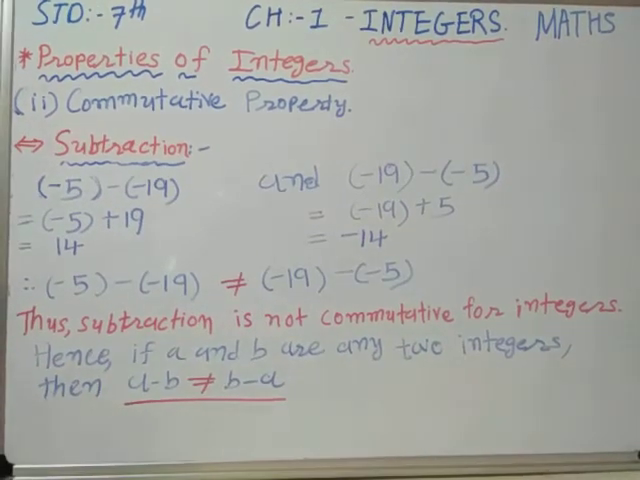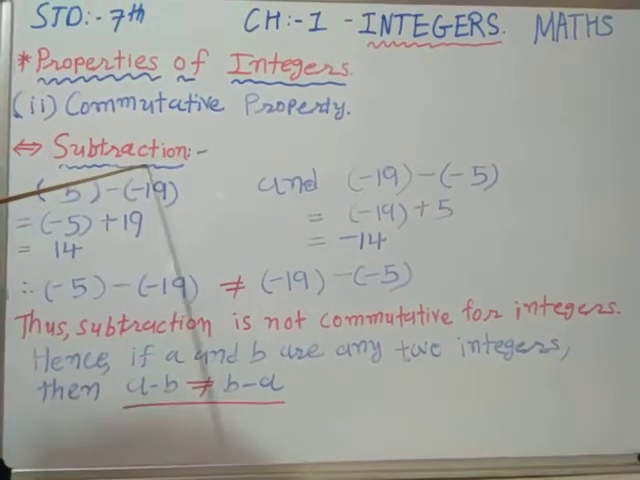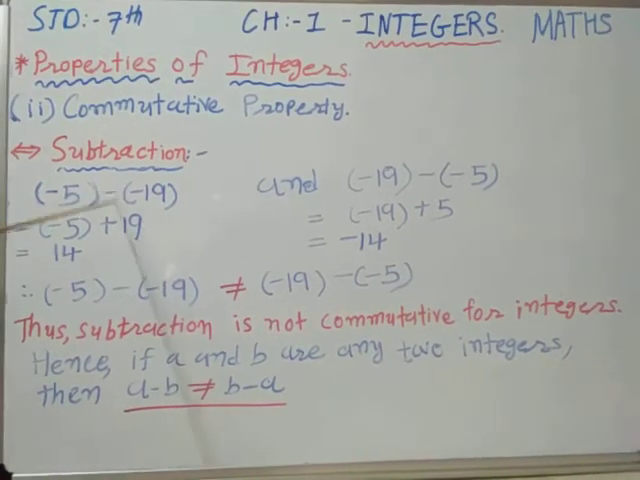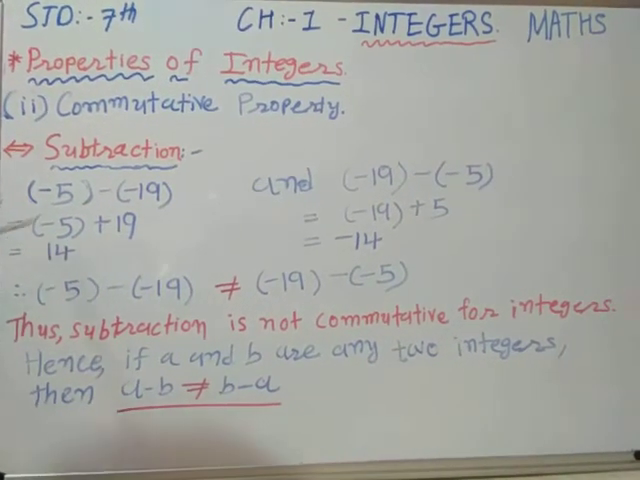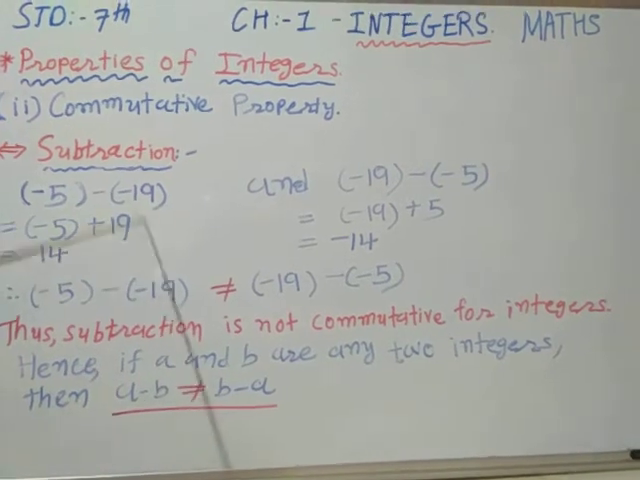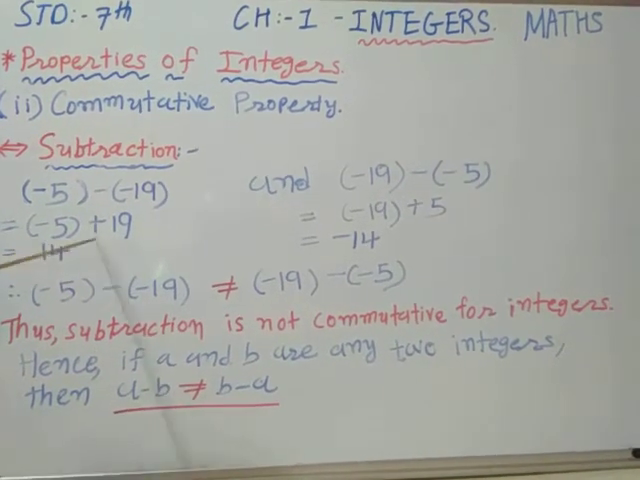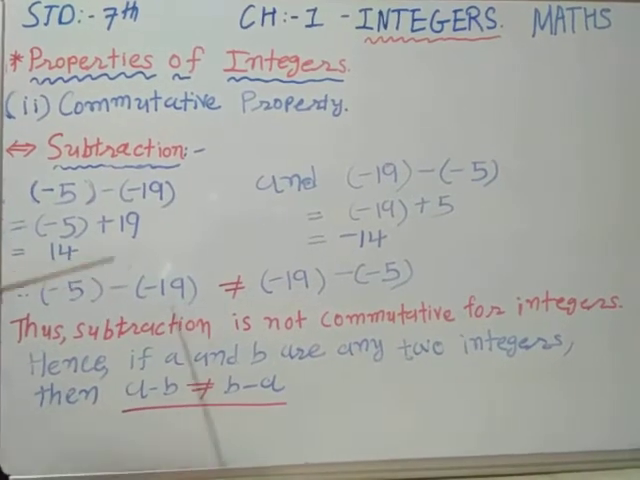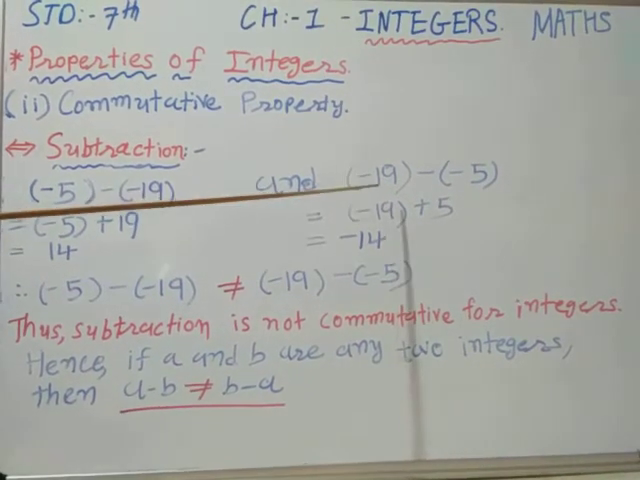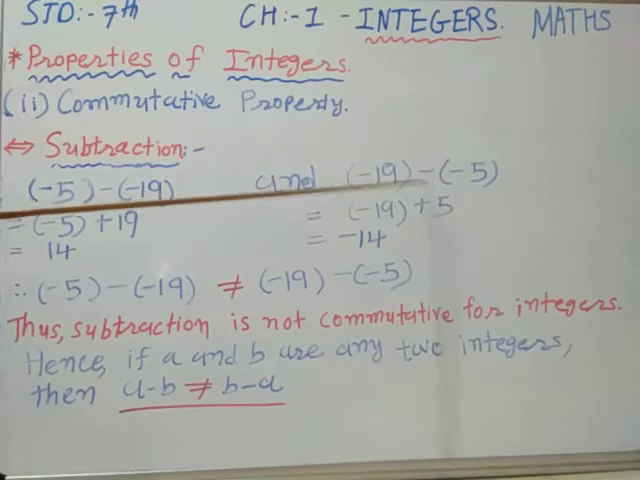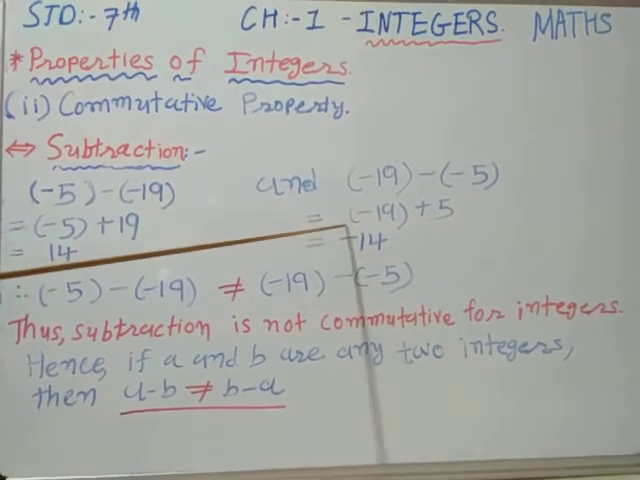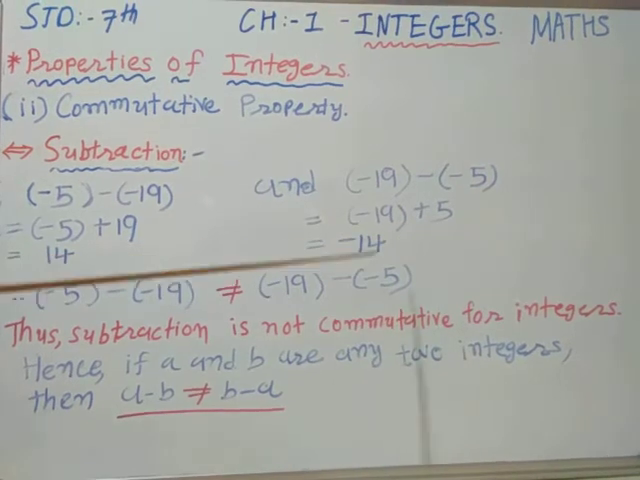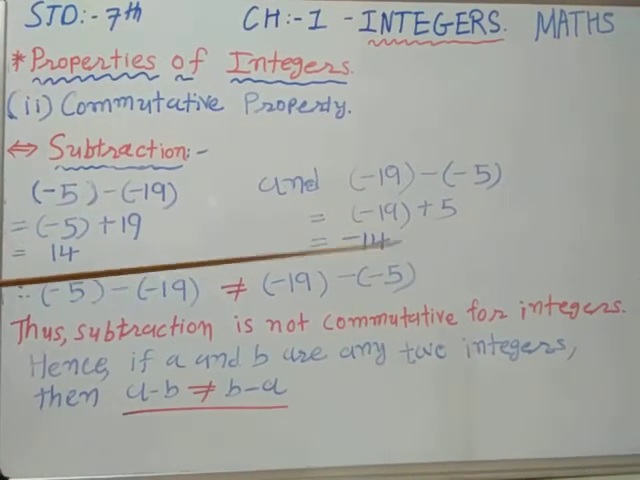Now, let's check the commutative property for subtraction. Let's take one example. Minus 5 minus 19 is equal to minus 5 plus minus 19, which is equal to minus 24. Now let's change the order of these two integers. Minus 19 minus minus 5 is equal to minus 19 plus 5. Minus 19 plus 5 is equal to minus 14.